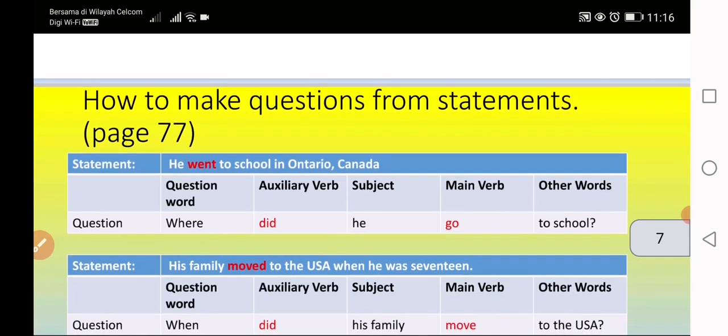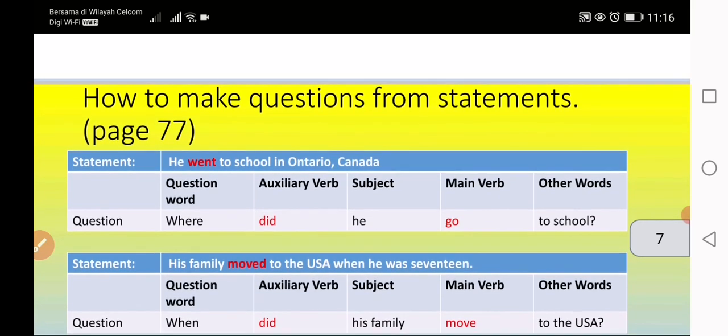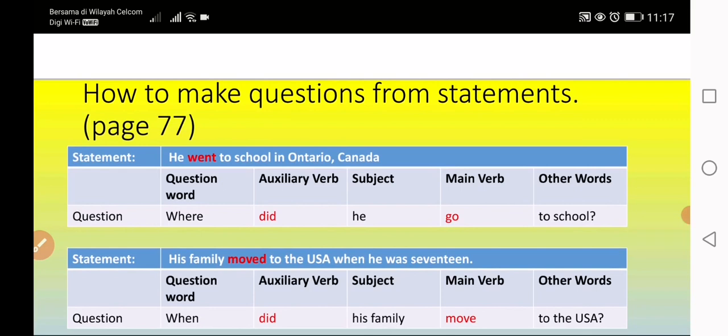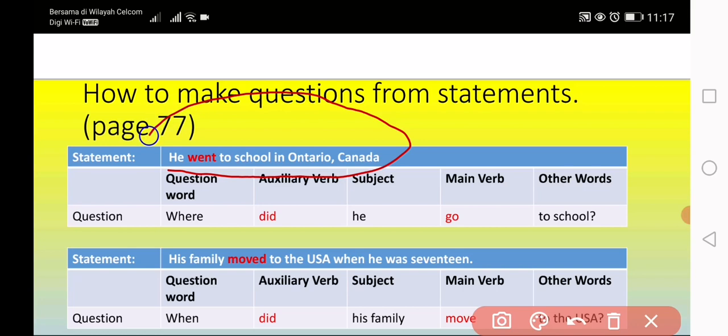Okay, how to make questions from statements, page 77. Okay, the same thing as above. Right, ini pun kita dah belajar. Cikgu ulang balik. So, for example, you are given these statements. Okay, he went to school in Ontario, Canada. Okay, so kalau macam ni, dia sesuai untuk ditambah question word. They use where. Okay, so don't worry. Question word where, tambah aja did.